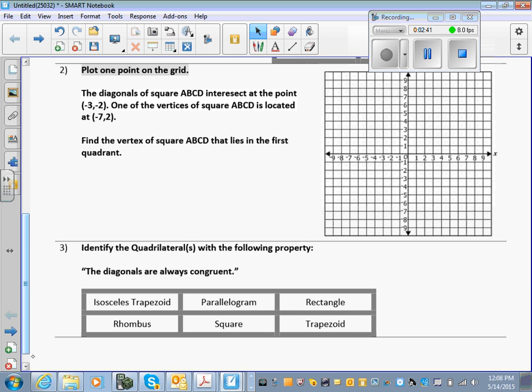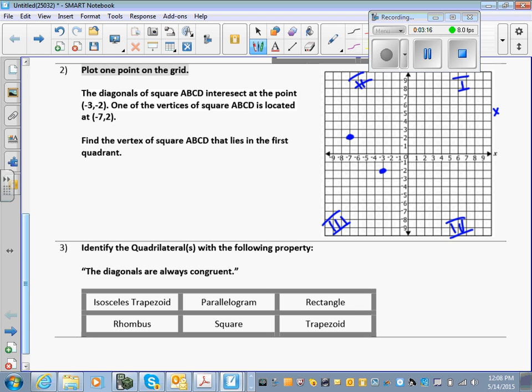The diagonals of a square ABCD intersect at point (-3, -2), which is right here. One of the vertices of the square ABCD is located at (-7, 2), which is right here. Find the vertex of the square ABCD that lies in the first quadrant. So remember, this is quadrant 1, this is 2, this is 3, and this is 4. They want you to find what is going to be in the first quadrant.